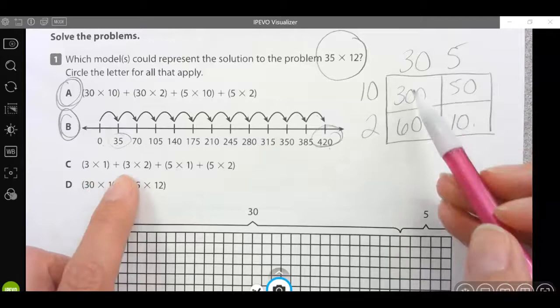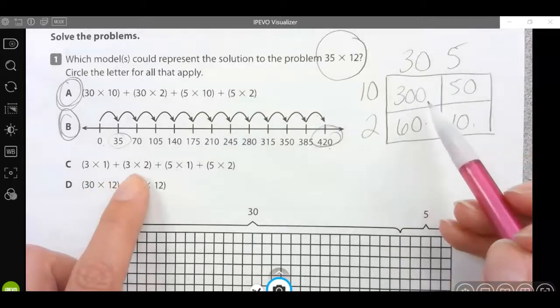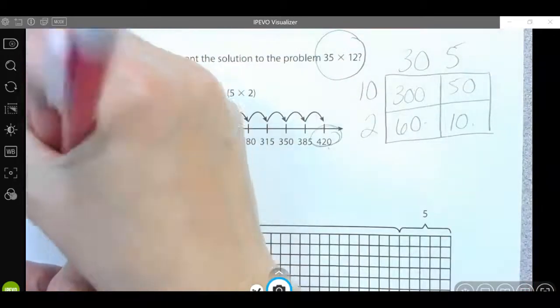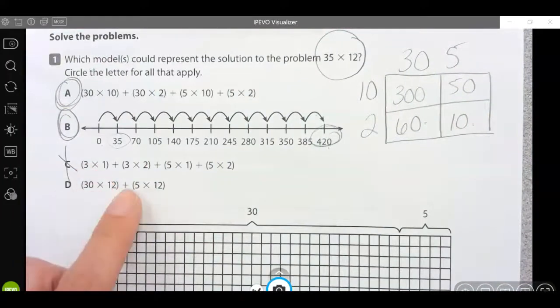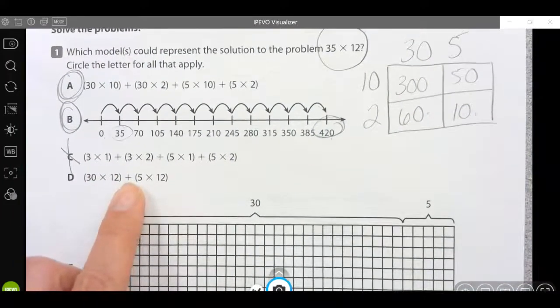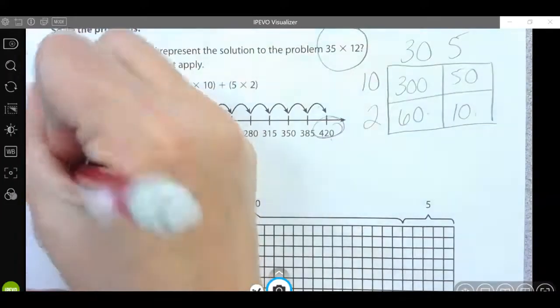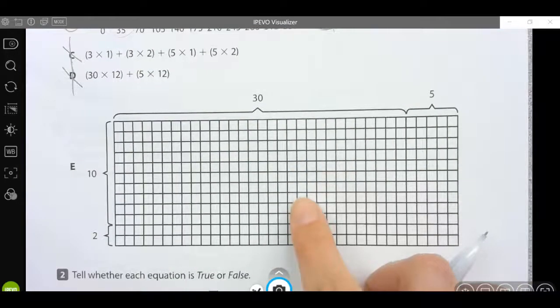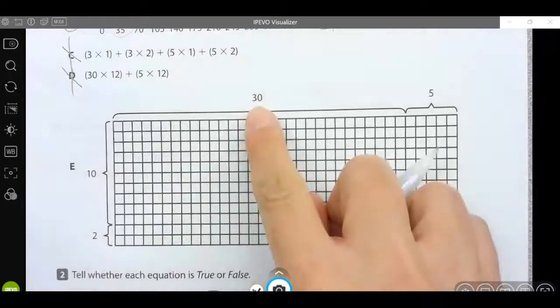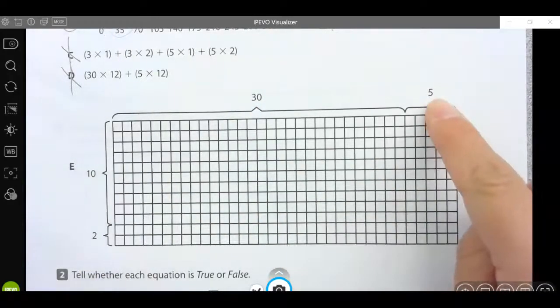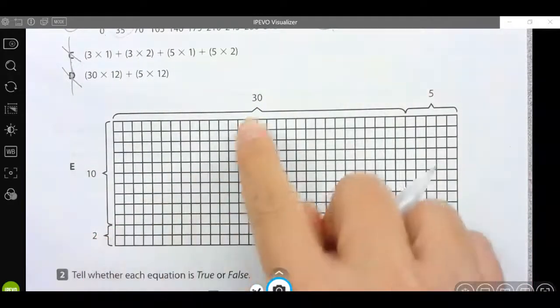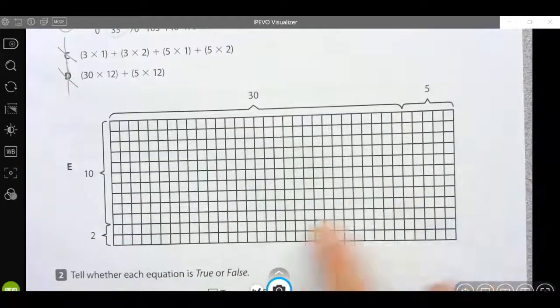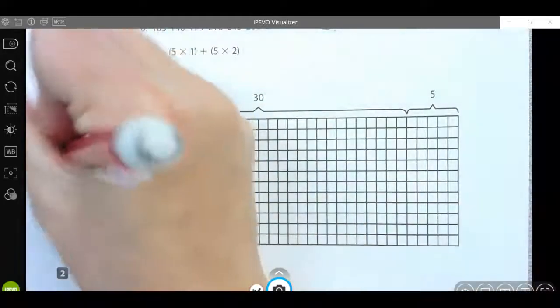Let's check C. Did we do 3 times 1? No. 3 times 2? Okay. C is not it. And is D? No. D does not have all the partial products either. What about E? We have 10 times 30, 10 times 5, 2 times 30, and 2 times 5. Does E work? Yes.